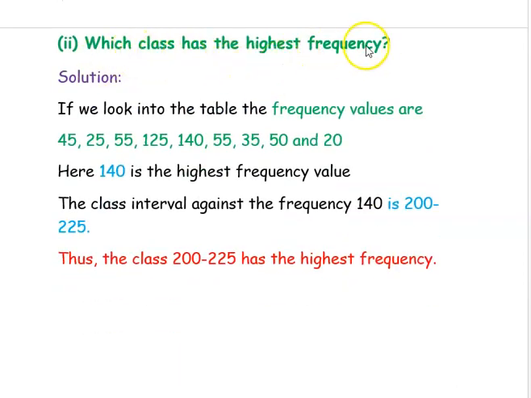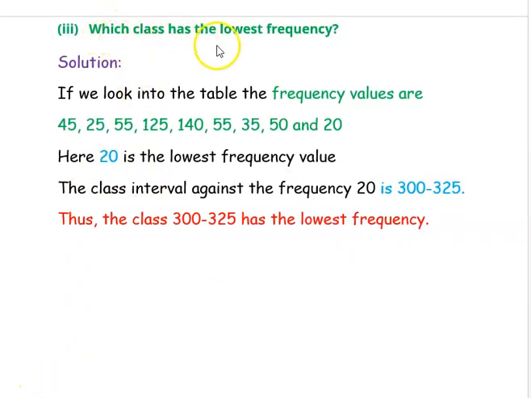Second question is, which class has the highest frequency? If you look into the table, the frequency values are 45, 25, 55, 125, 140, 55, 35, 50 and 20. Now, 140 is the highest frequency value. So, we have to move into the given table and check which class interval lies against this 140 frequency value. In the table, we get 200 to 225 as the class interval. Thus we can say that the class 200 to 225 has the highest frequency value, that is 140.